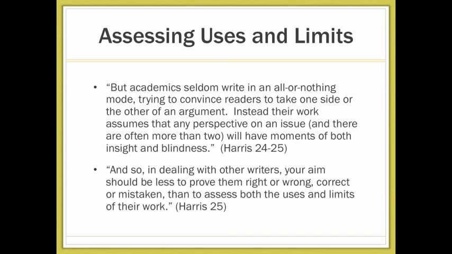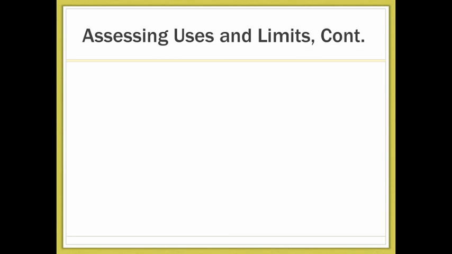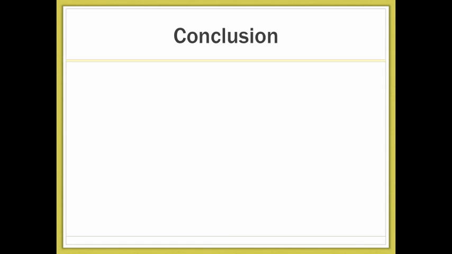So what does this have to do with assessing the uses and limits of a text? Harris suggests that we consider what the text does or sees well and what it stumbles over or occludes. There's some evaluation here, certainly, but it's an evaluation of the methods and materials of the text rather than an evaluation of the merits of the position. Or, as Harris concludes, in coming to terms with a text, you need not only restate its project, but also to take its measure.